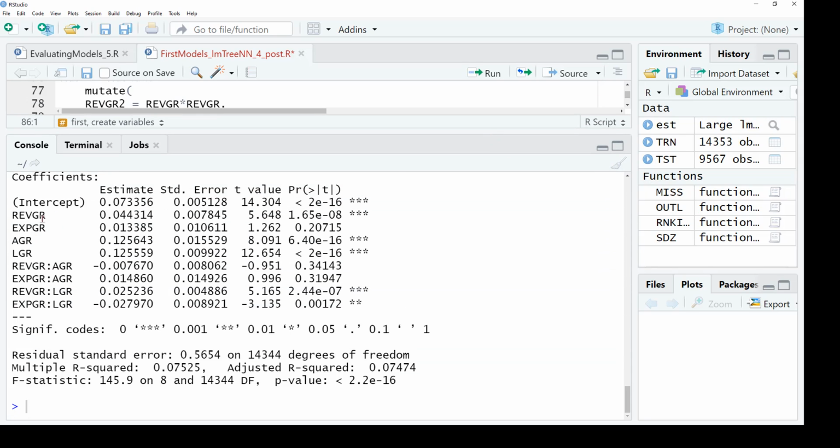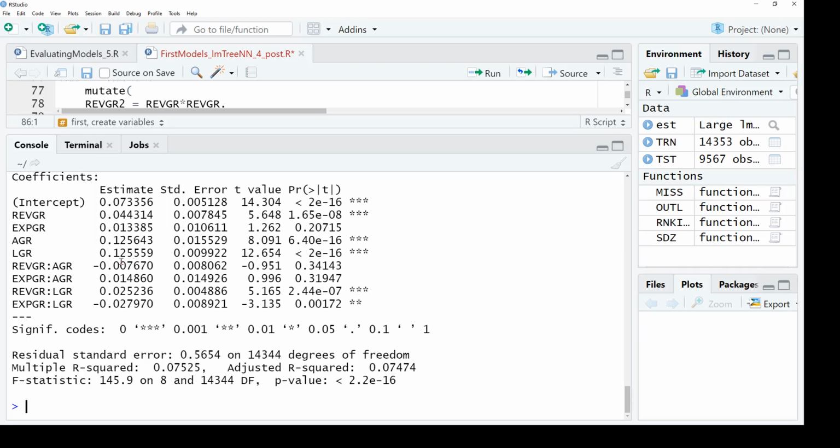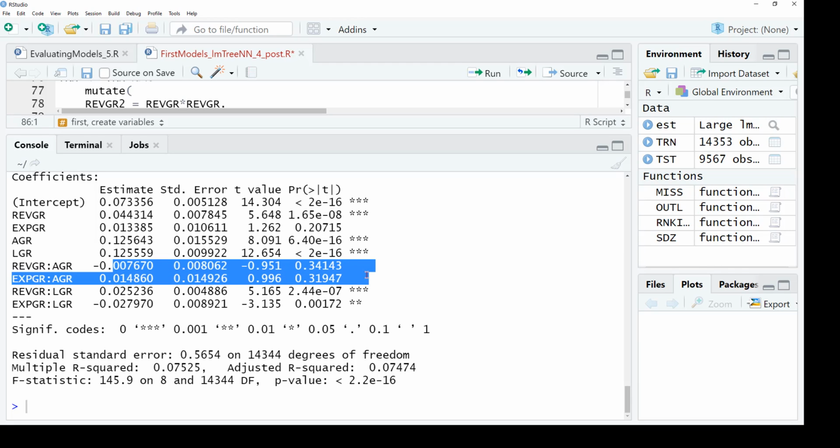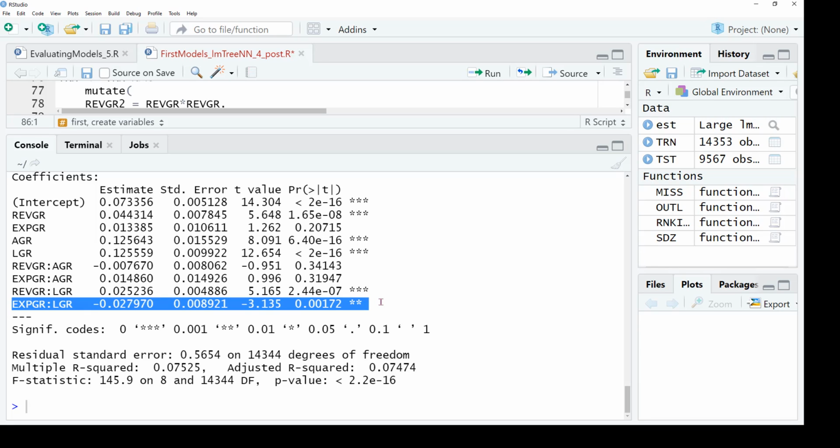So revenue growth is positive, expense growth not anymore, or never was, asset growth and liability growth, same thing. So then do any of these nonlinear things matter? And by nonlinear I mean interactions. Revenue growth with asset growth, nothing. But revenue growth with liability growth, that seems to matter. And expense growth with liability growth also seems to matter.